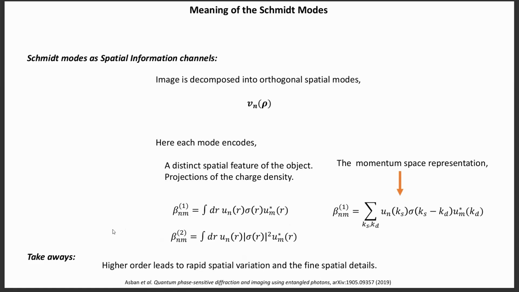So what is the outcome of this? Higher order leads to rapid spatial variation and fine spatial details. So that's why we use higher and higher order modes.